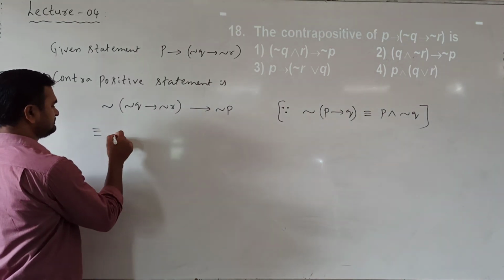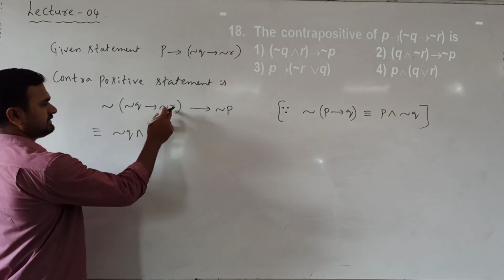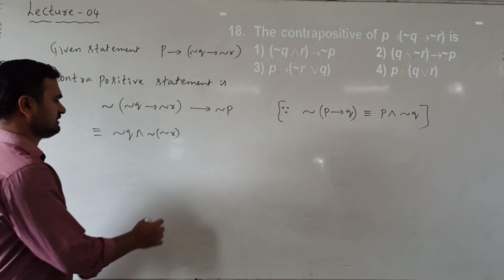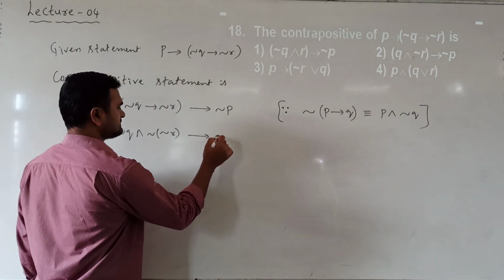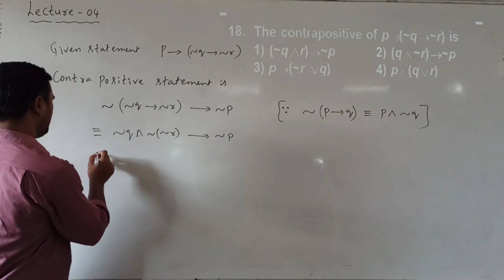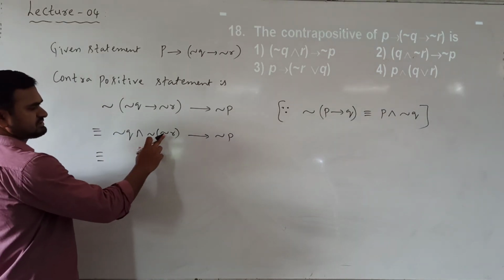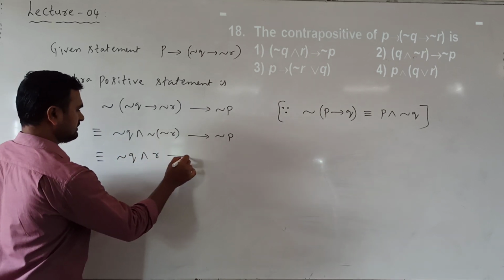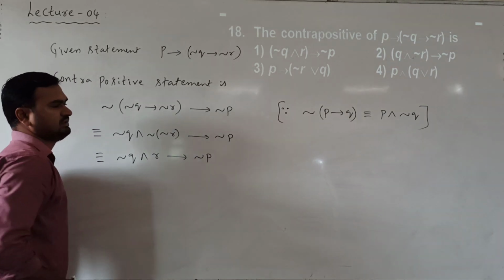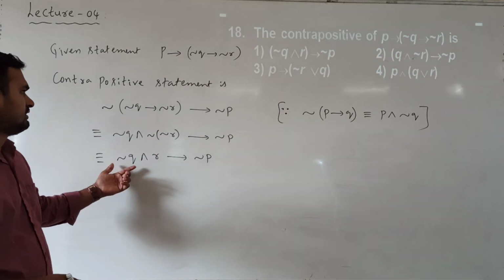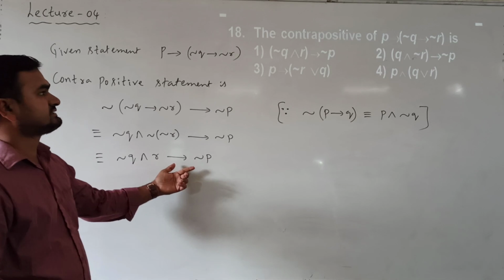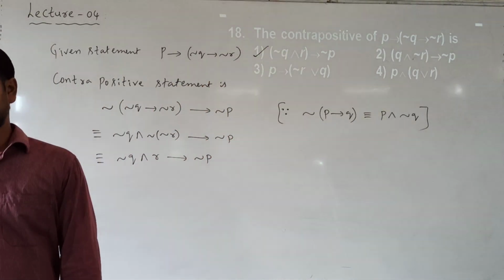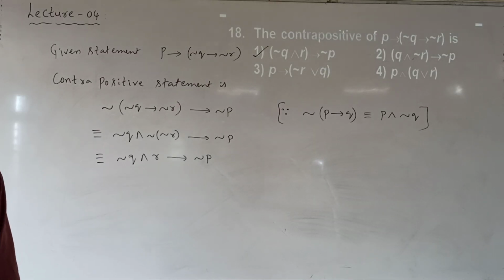the first statement and the negation of the second statement. Negation R implies negation P is the same, so negation of negation R is R. So negation Q and R implies negation P. You can observe negation Q and R implies negation P, so the first option will be correct. Okay. Let us see the next question.